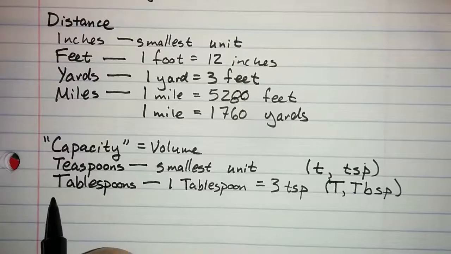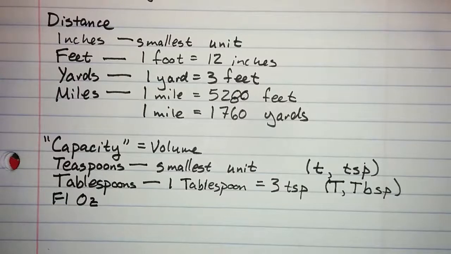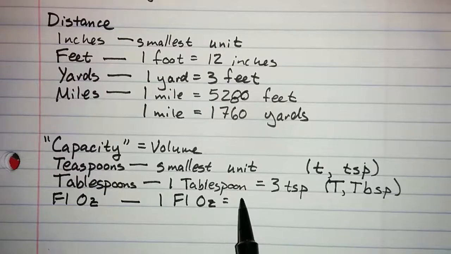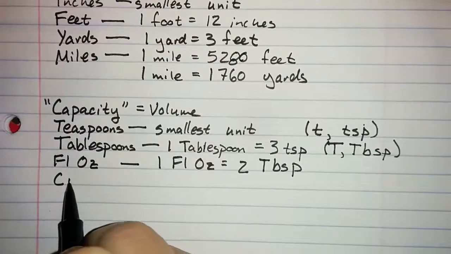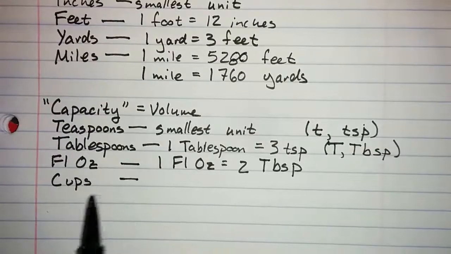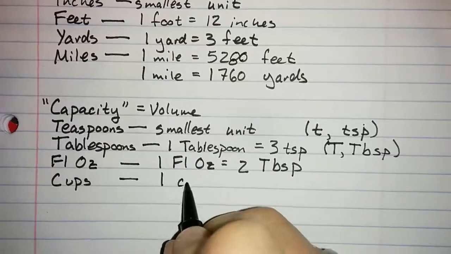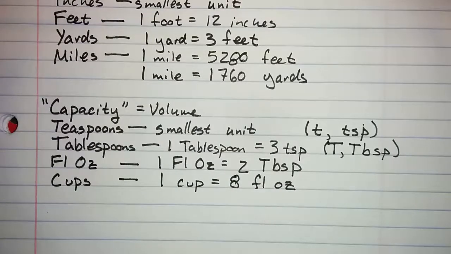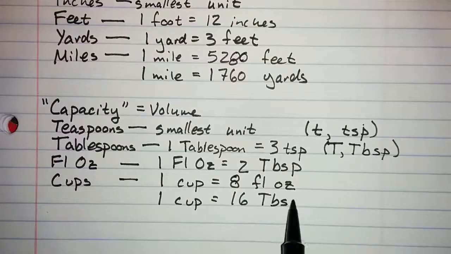After tablespoons, we have the confusingly named fluid ounce, which sounds like it should be a unit of weight, but isn't. And 1 fluid ounce is equal to 2 tablespoons. After fluid ounces, we have cups. And I'm going to give you 2 facts about converting involving cups. 1 cup is 8 fluid ounces. Also, 1 cup is 16 tablespoons.